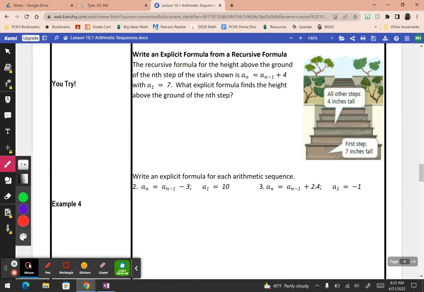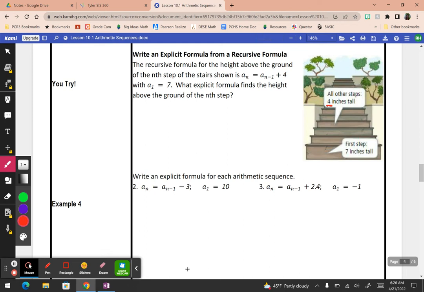Now, what we're going to try to do here is flip back and forth from writing a recursive to an explicit formula, and then vice versa. Okay, so to write an explicit formula from a recursive formula, we still have to have the two things we talked about from the very beginning, right? So it says the recursive formula for the height above the ground of the nth step of the stairs shown is a sub n equals a sub n minus 1, the one before it, right, plus 4, because every step is 4 inches tall, with a sub 1 equaling 7. What explicit formula finds the height above the ground of the nth step?